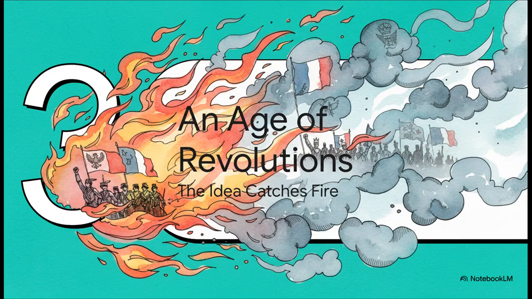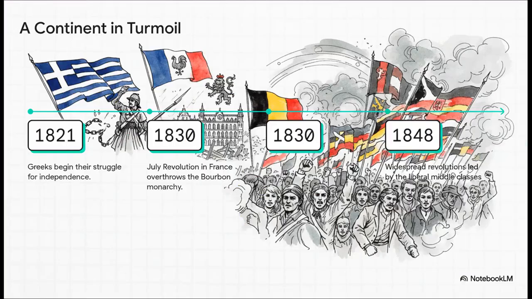Which brings us to Section 3, an age of revolutions. Because once this idea was out there, it couldn't be put back in the box. It spread like absolute wildfire, sparking revolutions all across Europe. And this timeline just shows you how fast it all happened. In 1821, the Greeks kick off their fight for independence from the Ottoman Empire. Then in 1830, you get another revolution in France, which in turn inspires an uprising in Brussels that creates the brand new nation of Belgium.